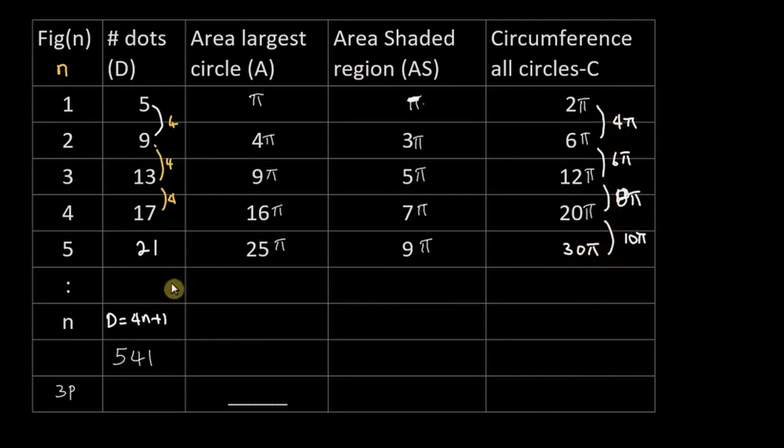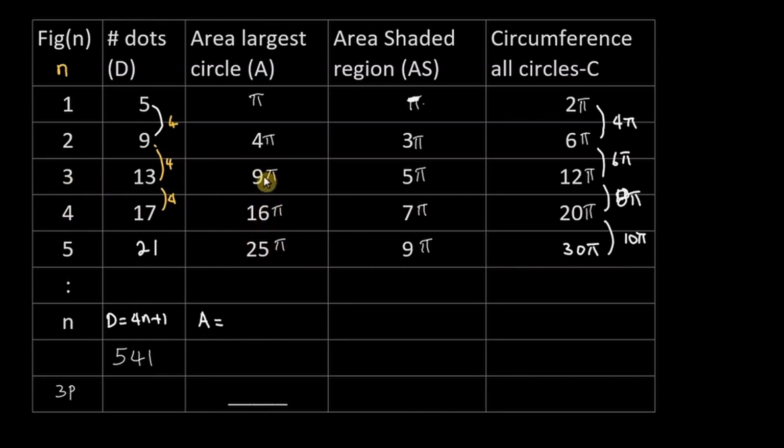So now we need to look for equations for the other columns. We already have an equation for dots, which is d is equal to 4n plus 1. Let us call the area of the largest circle A, and let us see what we can find based on the pattern. So A is equal to, in terms of n, we notice that when n is equal to 5, A is equal to 25 pi. When n is equal to 4, 16, 3, 9.